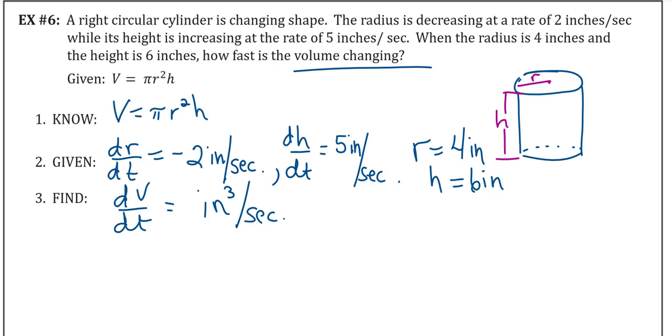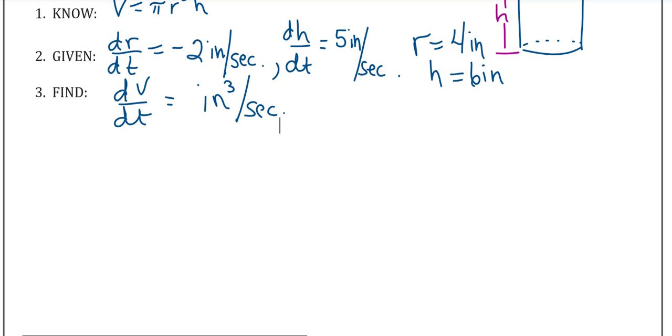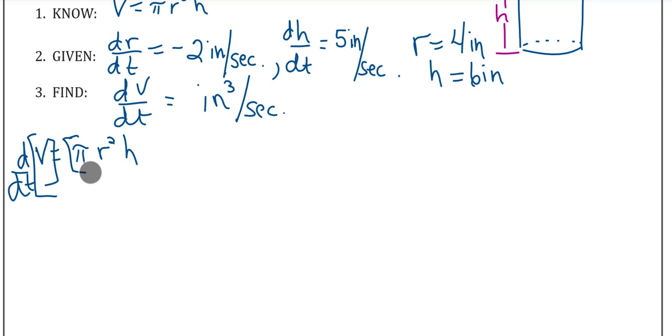All right, so let's start with our equation and start by taking the derivative with respect to time. Okay, so we have V equals pi r squared h, and we're going to take the derivative with respect to time on both sides. Let me rewrite that.